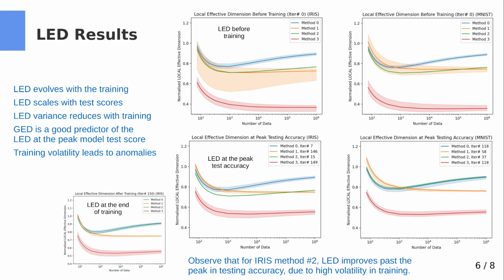Just a few points: local effective dimension does evolve with training. It scales well with test scores, unless there is some volatility in the process, like we observed with the Iris data set, which is small, and the optimization curves are quite jagged and random at points. The variance reduces with training, and global effective dimension was found to be a good predictor of what happens in a dynamic model at peak model test scores. So those were a few interesting observations.